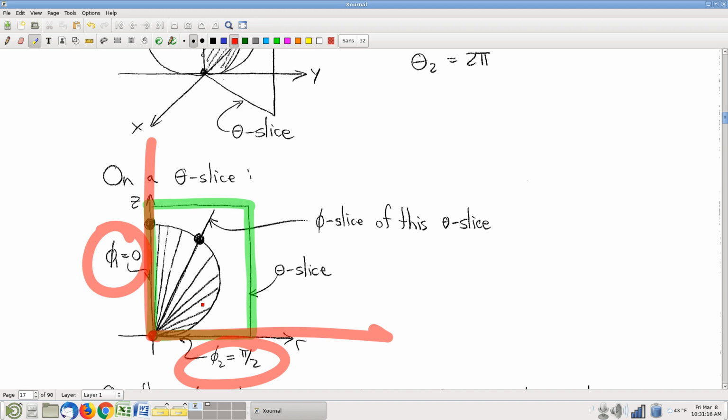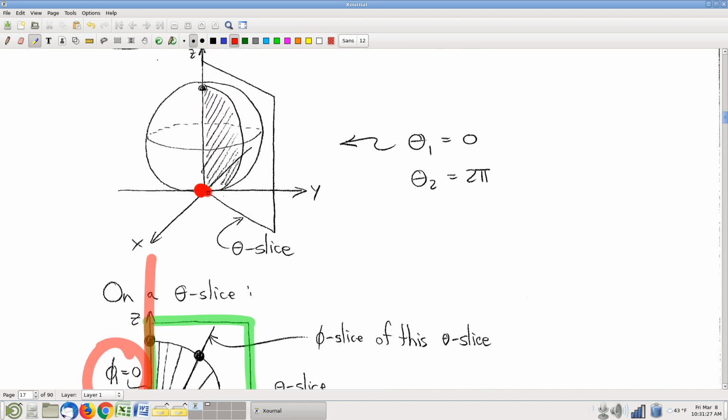Yes? How did you know that phi is measured off the z-axis? That's part of the definition of spherical coordinates. And furthermore, it's measured from the origin off of the z-axis, right? So thank you. That's a great question.